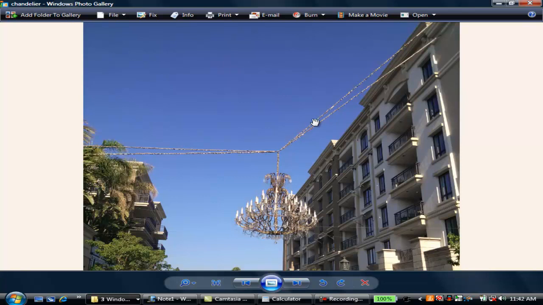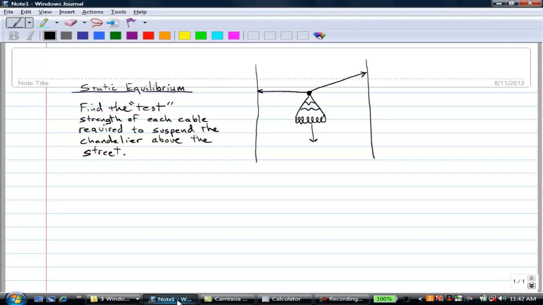And so they've got a pair of cables being pinched by the chandelier cable here. And it's connected to a building on the left and a building on the right. Looks like the cable is horizontal on the left and there's an angle to it on the right. As I say, this is a problem in static equilibrium.